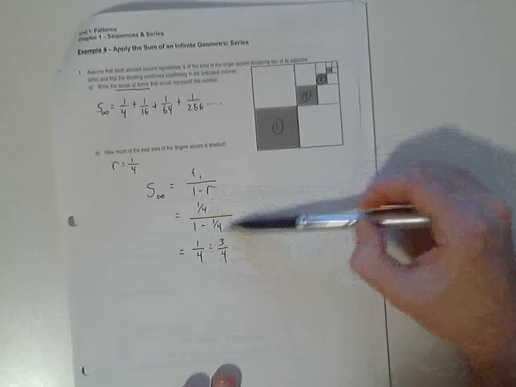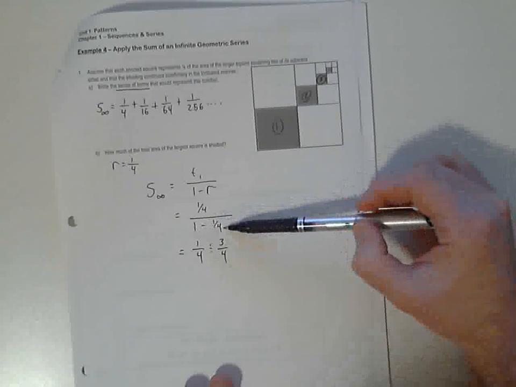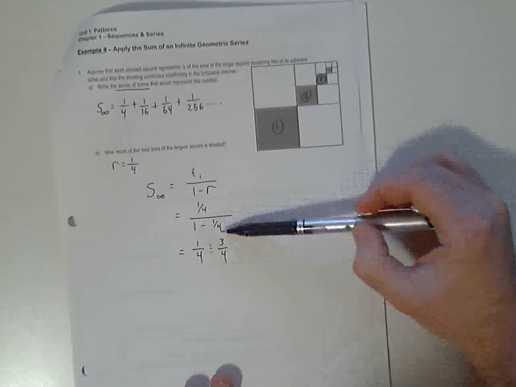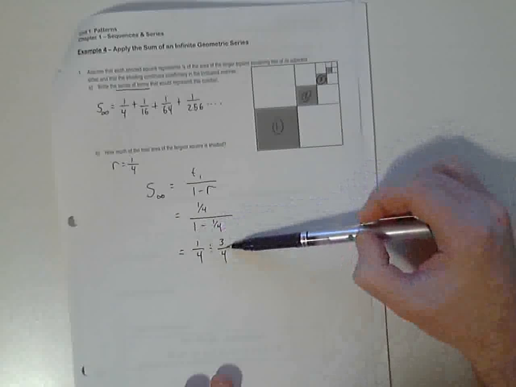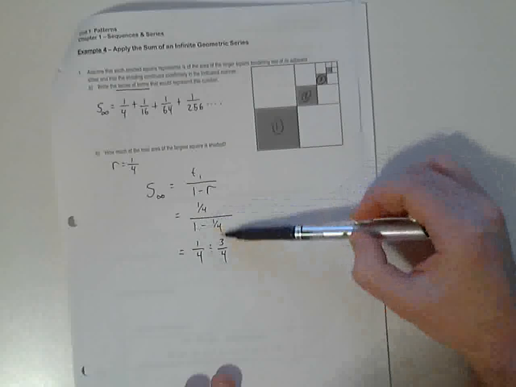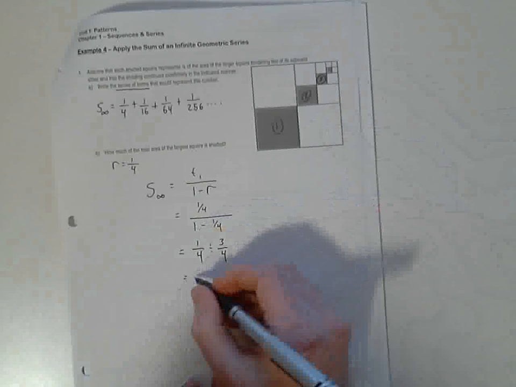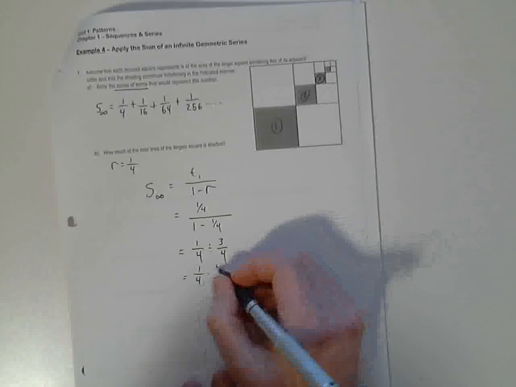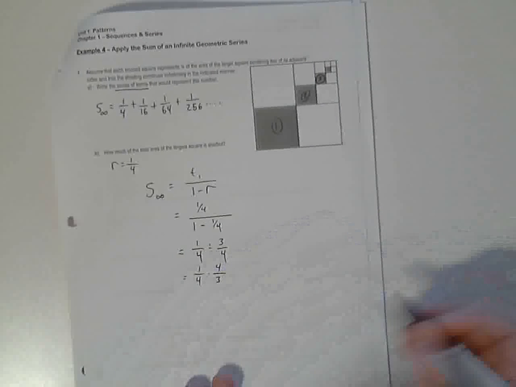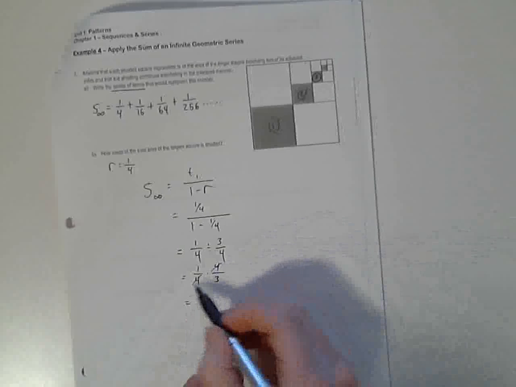Okay, and then we need to kiss and flip. Equals 1/4 times 4/3. That equals, these cancel, equals 1/3. That's a nice little pleasant solution. So 1/3 of the entire square is shaded if you let these squares go off to infinity. Pretty interesting.